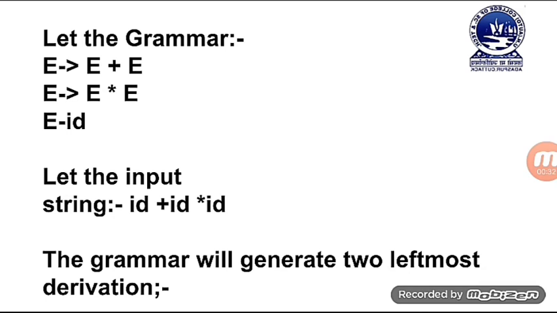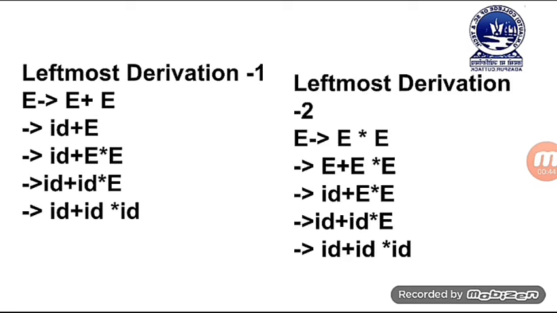We know that if a grammar can derive more than one derivation, then it is called an ambiguous grammar. So, to prove that this grammar is ambiguous, I have used two leftmost derivations. In the first leftmost derivation, I have used E implies E plus E at the first place, whereas in the second leftmost derivation I have used the production rule E implies E into E. First of all, we will discuss leftmost derivation 1.